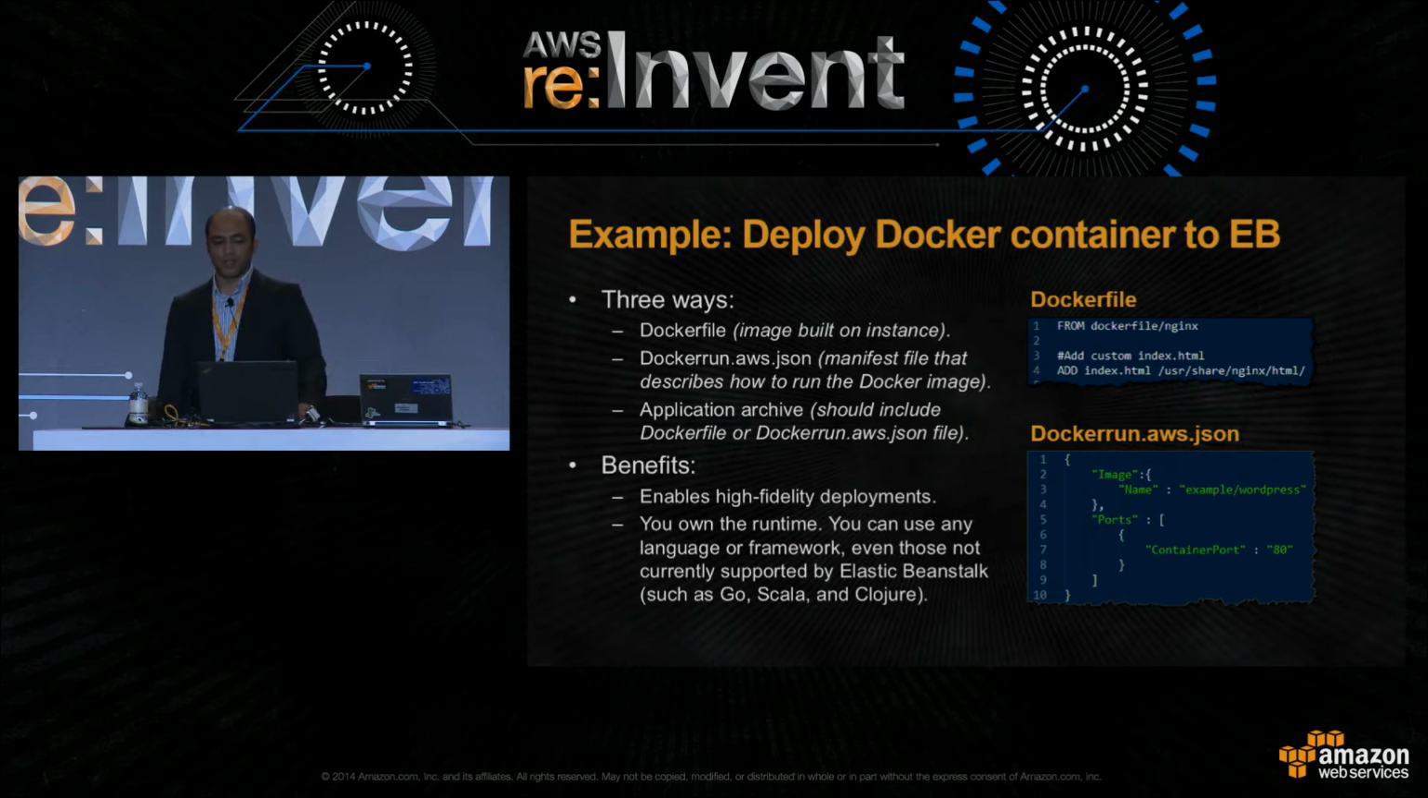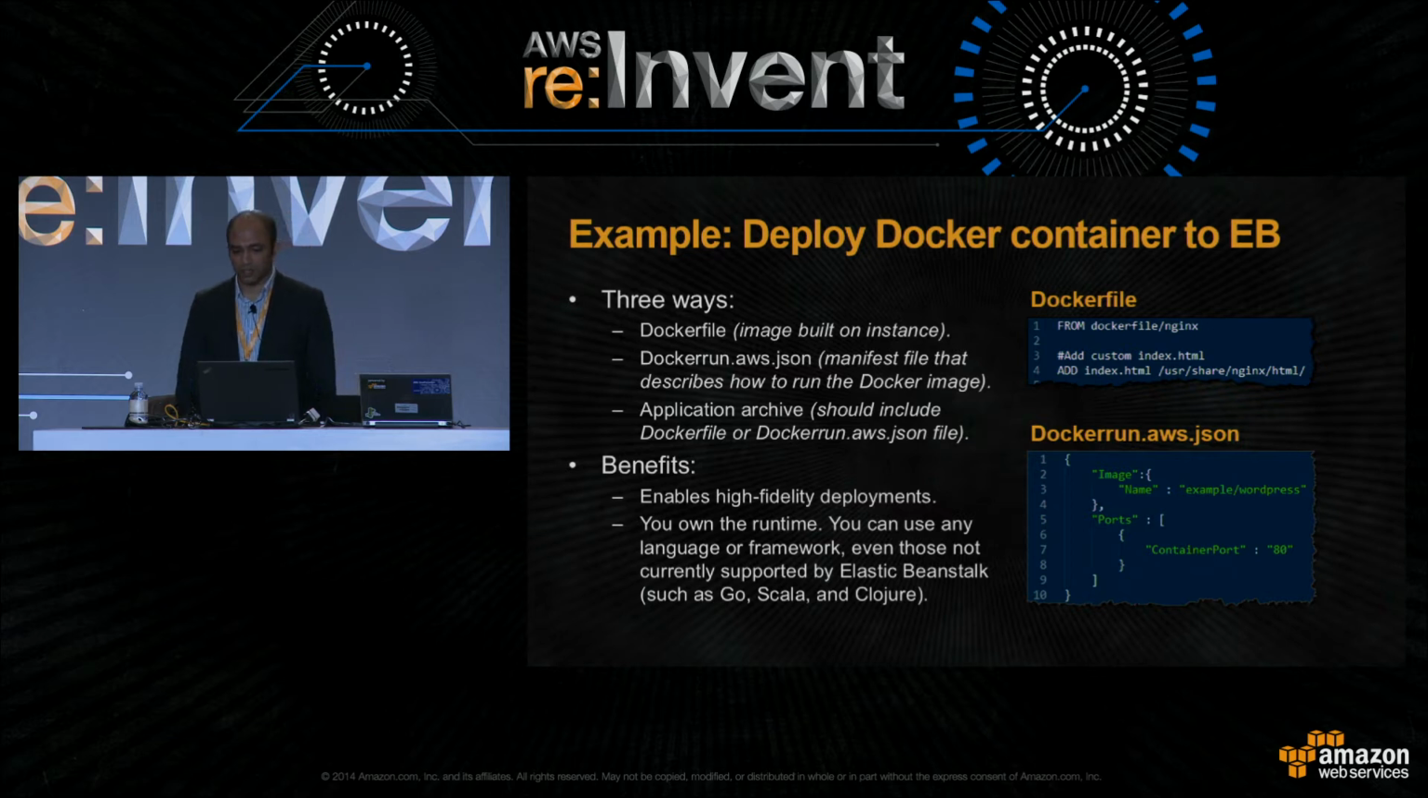The second way to do it, if you already have an image in a private repository or on Docker Hub, you can specify a Dockerrun.aws.json. This is a manifest file that's specific to Elastic Beanstalk. What this file basically specifies is the name of the image that you want to run on the Elastic Beanstalk container, and then any port mappings or file mappings that you need.